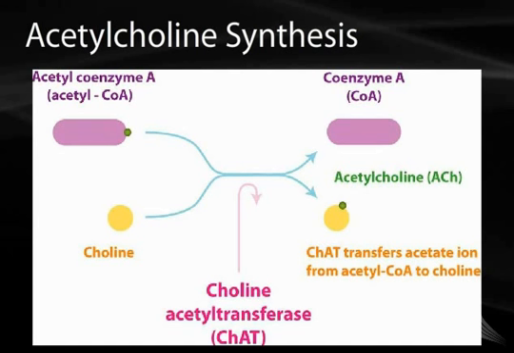Acetylcholine. So acetylcholine is synthesized by the enzyme choline acetyltransferase. It takes acetyl coenzyme A and choline, and it transfers an acetate or an acetyl molecule from the acetyl coenzyme A onto choline to form acetylcholine.